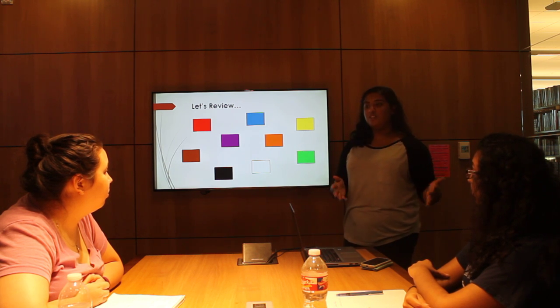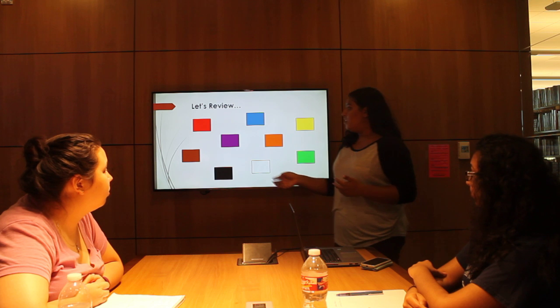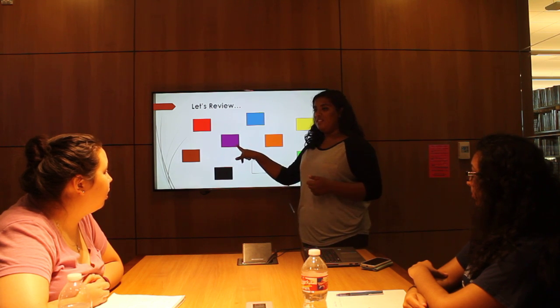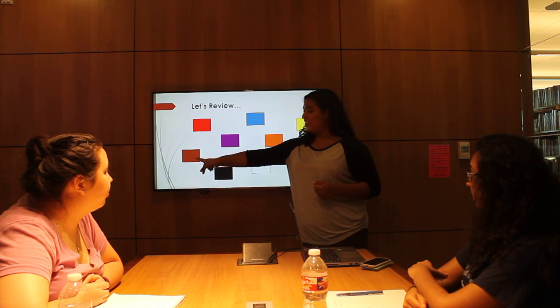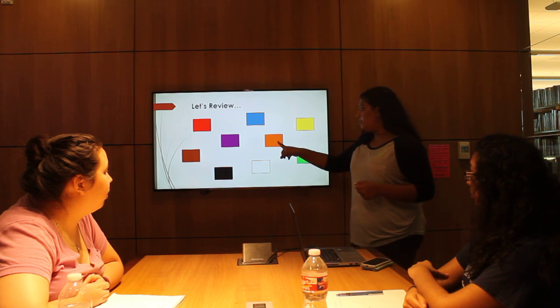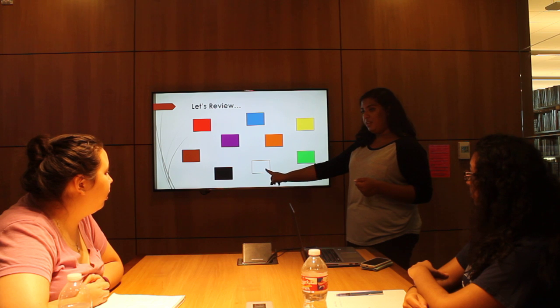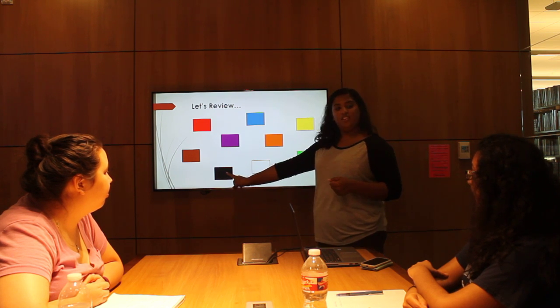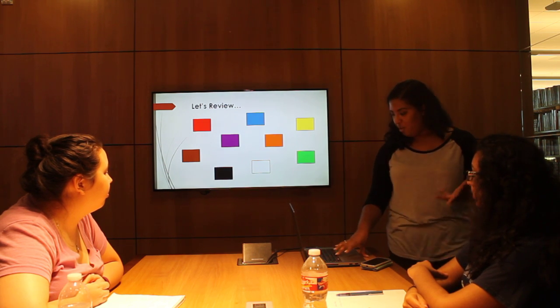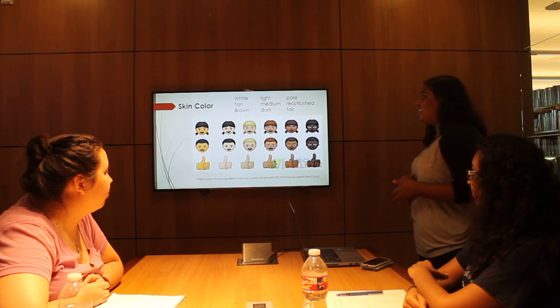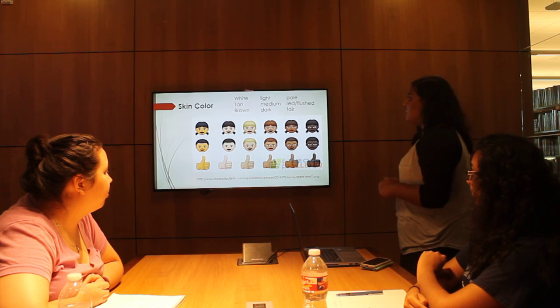So you're going to say, it is red or it is blue, okay? So Abby, can you say what color this is? It is purple. Okay, good. Nancy? It is brown. Good. Abby? It is orange. Okay, Nancy? It is green. Good. Abby? It is white. Very good. It is black. Okay, good job. You guys remembered all your colors. I'm very impressed.